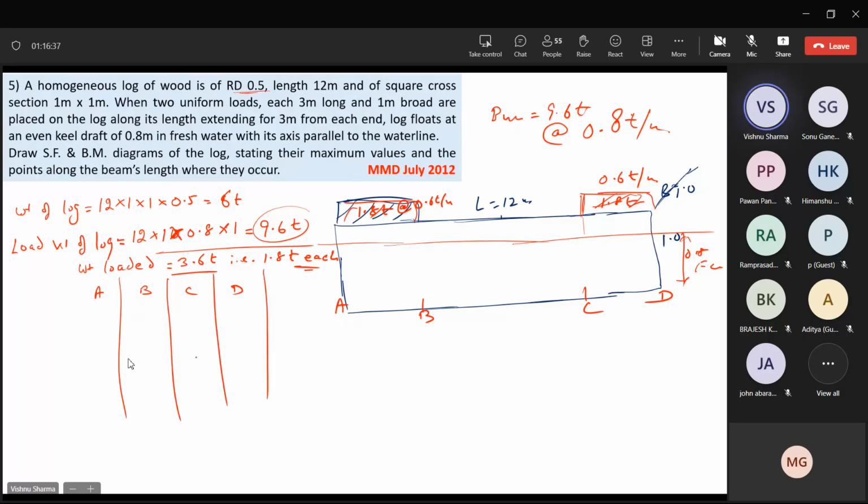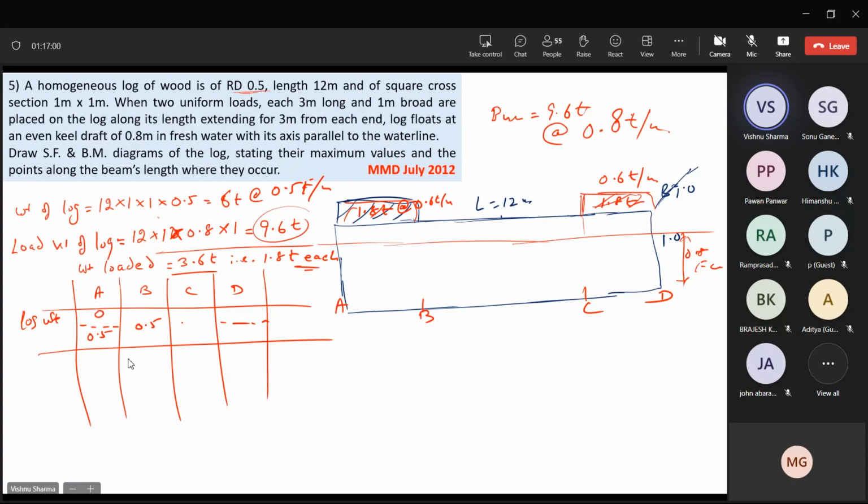I'll quickly fill up the load values and leave the question there for you to complete. It's not the type that we have introduced today. So log weight, or light displacement, whatever you want to call it, divide into 2. Log weight is 6 tons at the rate of 0.5 tons per meter. So 0, 0.5, 0.5, 0.5, 0.5 and 0.